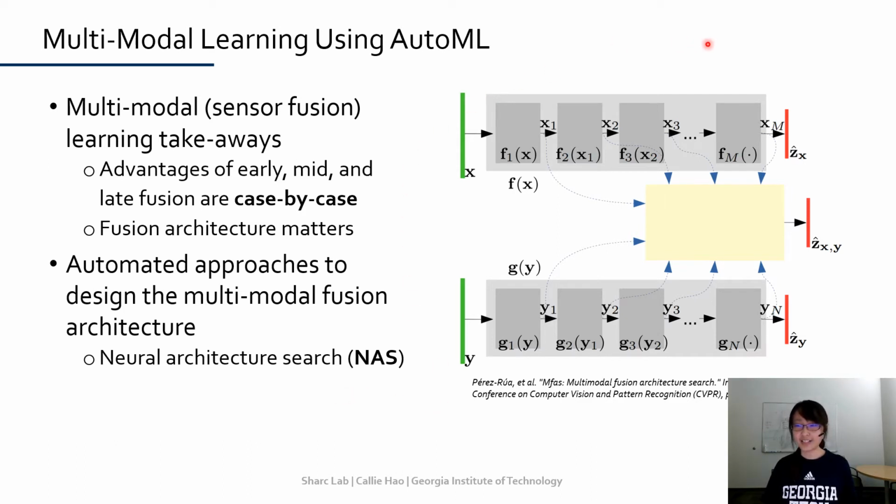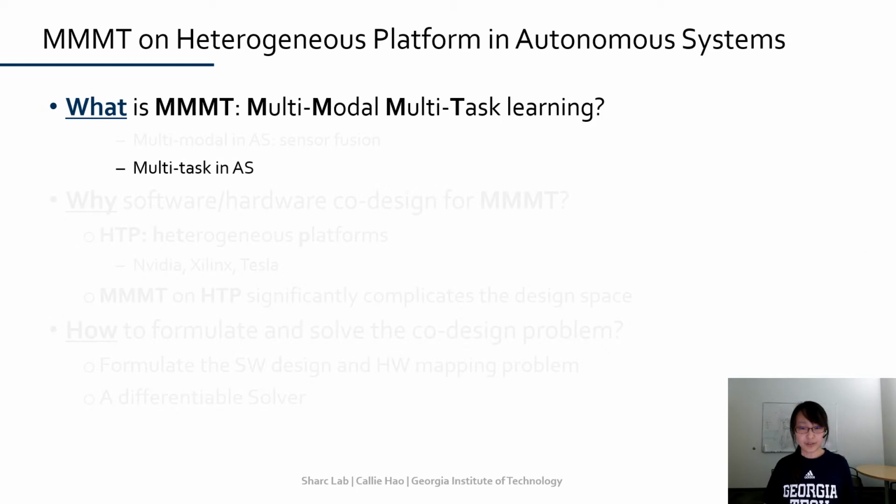And on the right side, I'm showing an example work that is utilizing NAS to search for a multi-modal fusion architecture. So this is modality X, this is modality Y, and here in this box, they're trying to search for the best way to decide when to fuse and how to fuse. So till now, we have introduced multi-modal learning. Now let's take a look at multitask learning.